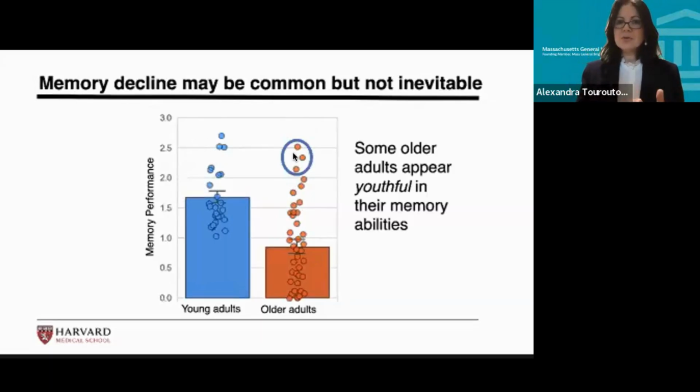So now I'm going to say that memory decline may be common, but not inevitable. There are some older adults that actually perform as well as young people on memory. And we call these older adults superagers, successful agers. This is a more recent term, but the terms superagers and successful agers existed long ago, before it became popularized.